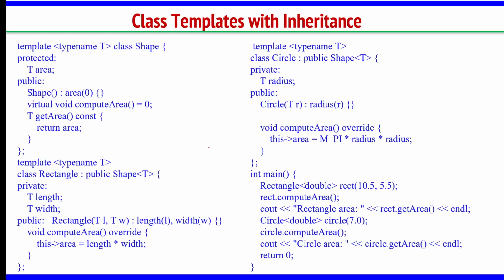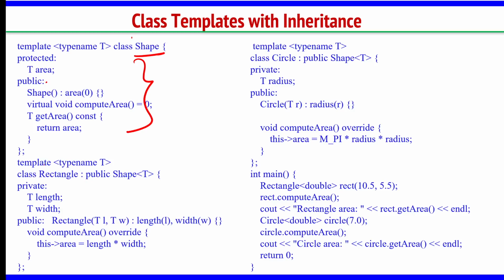So, let us see this example program to understand class templates with inheritance. Slowly see this simple example, but little lengthy. See, I am having a template class, type T, class Shape. There is a class Shape which is written using template. There is a protected variable T area, public, I have a constructor, then this is a pure virtual function, then I have a function T getArea. So, this is a generic class, this is a generic class Shape.